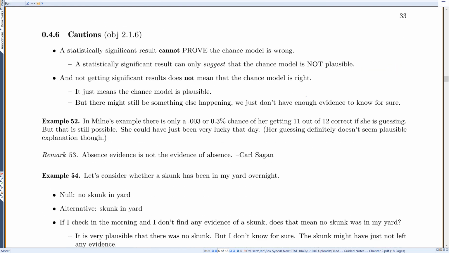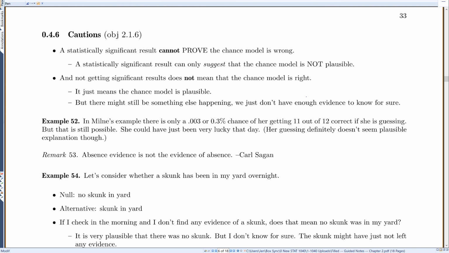So a few cautions here. A statistically significant result cannot prove that the chance model was wrong. So we can't prove that she wasn't guessing. A statistically significant result can only suggest that the chance model is not plausible. So I can't prove that she wasn't guessing, but I can say I don't think she was guessing. That doesn't seem plausible at all.